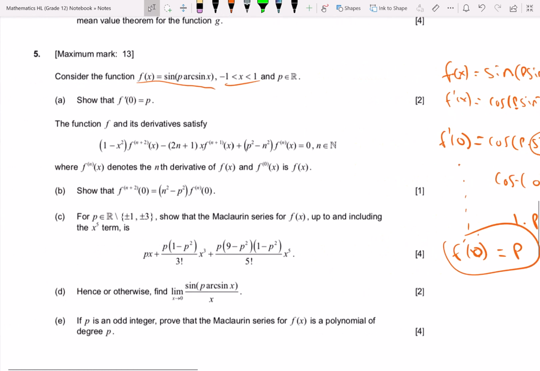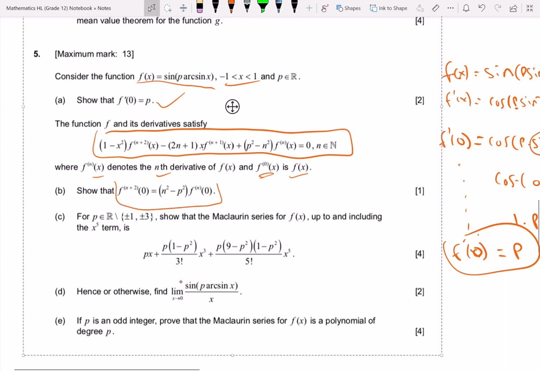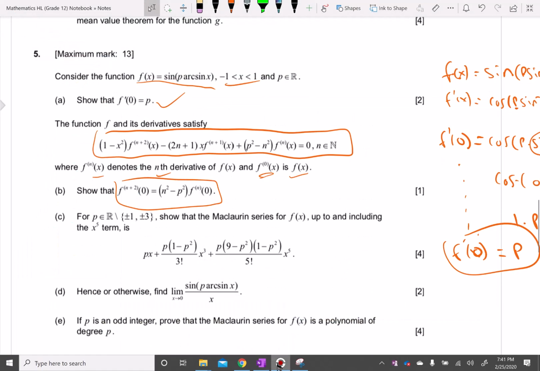That's problem 1, problem A. Here's where it gets a bit complex, right? It says the function f and its derivatives satisfy this mess of a thing. F n denotes the nth derivative, and f of 0 is basically just f of x. We're trying to show that this here is true.